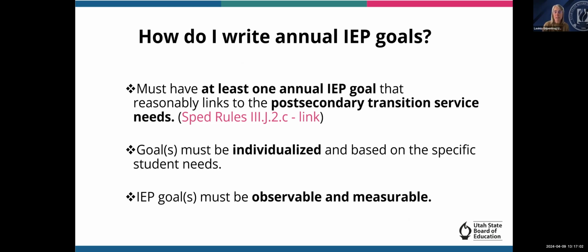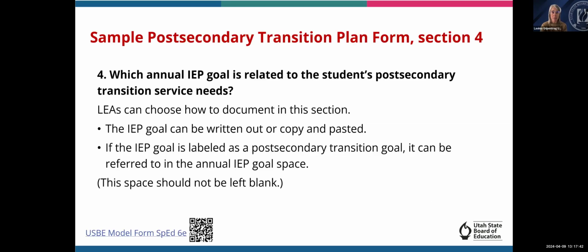So here's an example. Let's say the transition service is the student's going to receive instruction on how to articulate their disability and their needs, for example. The goal might be that the student, each semester, talks to two of his gen ed teachers and tells them what his accommodation needs are, for example. So that's an example of an annual IEP goal that relates to the student's transition service needs around self-advocacy. Just like any annual goal, it must be individualized, it must be a SMART goal, it must be observable, measurable, have the criteria, all the things that you have learned about annual IEP goals.